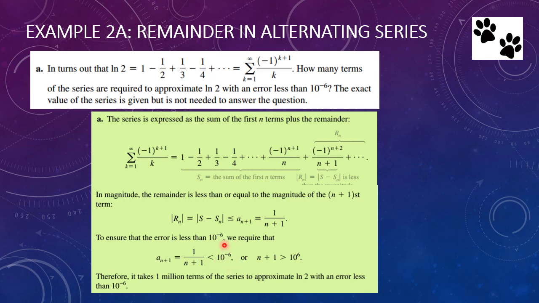Well, of course, 10 to the negative 6 is 1 over 10 to the 6, so we can compare the denominators. Since we're taking the reciprocals of each side, the inequality changes direction. So now we have n plus 1 has to be greater than 10 to the 6. Well, 10 to the 6 is 1,000,000, so we have to have 1,000,000 terms of the series in order to approximate the natural log of 2 with an error less than 10 to the negative 6.